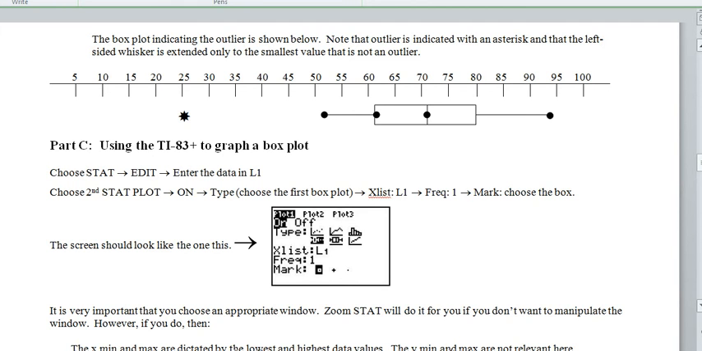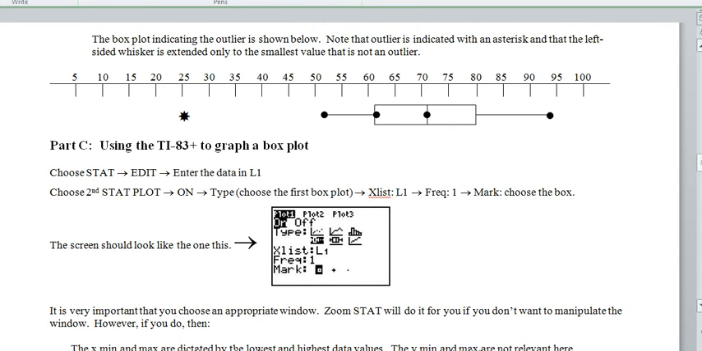Using the TI-83 or 84 or family thereof to graph a box plot: choose Stat, Edit, and enter the data in L1. Choose Second Stat Plot, On. Choose the box plot, which looks like a box plot. XList is L1 and your frequency is 1, because we're not entering a table of data, we're just entering the data. The screen should look like this.